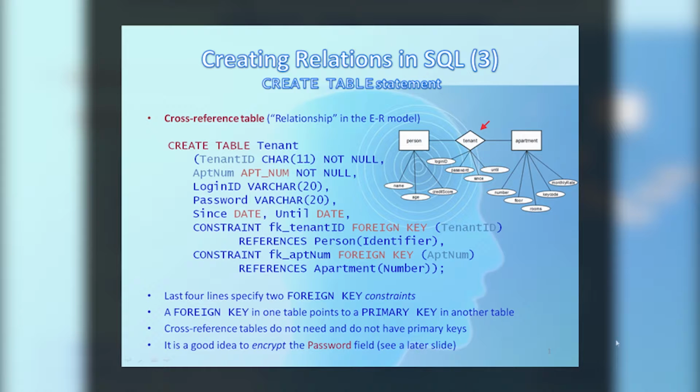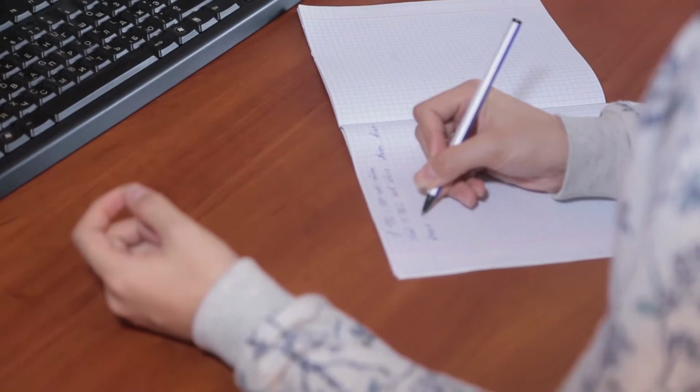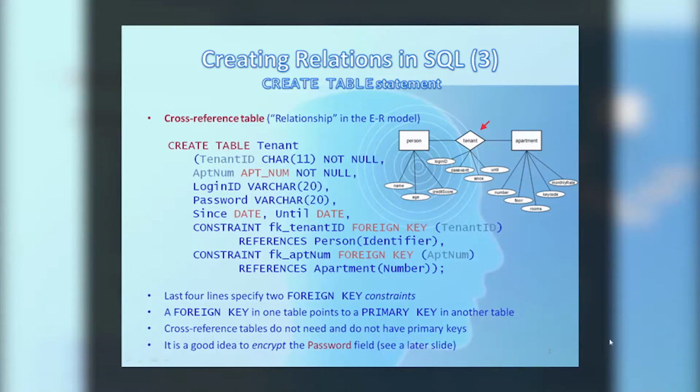Create table tenant, tenant ID char 11 not null, upnum not null. If you remember, upnum is the name of the domain. Login ID varchar 20, password varchar 20, since date, until date, constraint fk tenant ID foreign key, tenant ID, references person identifier, constraint fk upnum foreign key upnum, references apartment number. You can see that our table tenant is cross references table between two another tables.